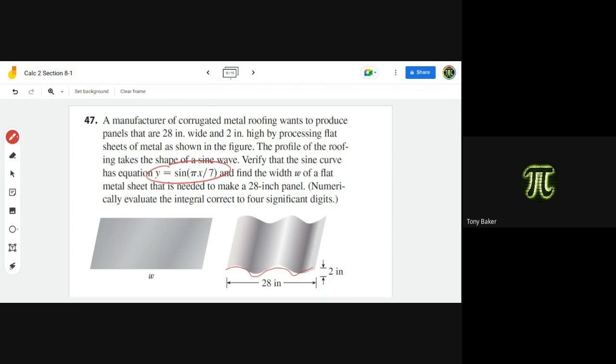We got the square root of 1 minus pi over 7 cosine pi over 7, all that squared. You can't do it. Okay, can we plug it in? Yeah, you plug it in. All right, you should get.